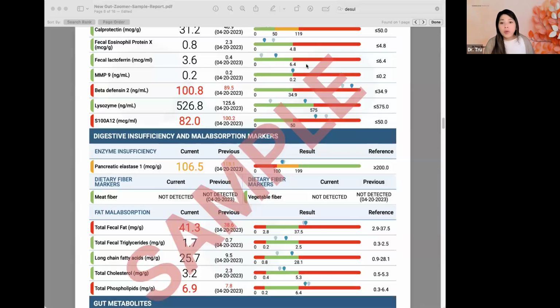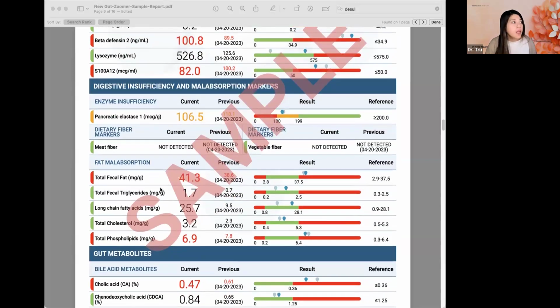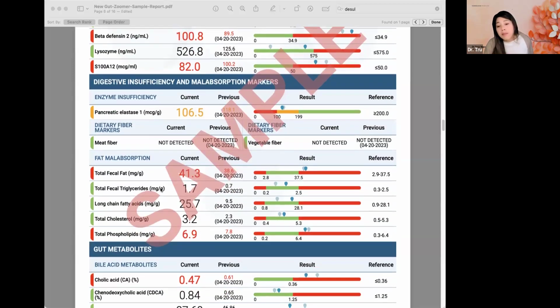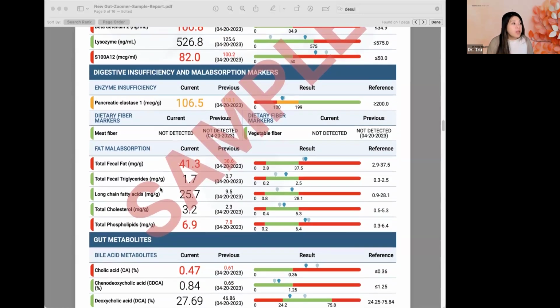Okay, now we're going to move on to markers of maldigestion and malabsorption. So pancreatic elastase is an enzyme produced by the exocrine tissue in the pancreas. Now, the pancreas has two functions: an exocrine function, which produces enzymes, and an endocrine function, which produces hormones, namely insulin and glucagon, which regulate our blood sugar.